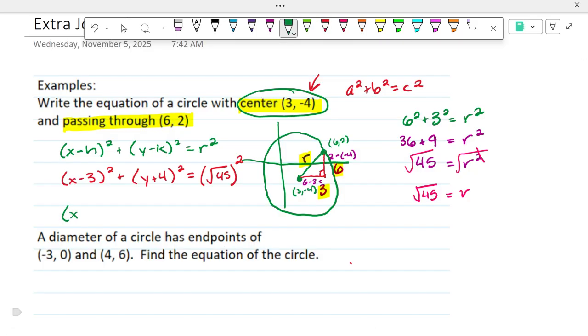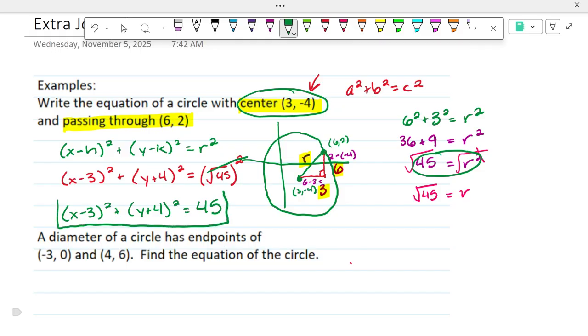So if I clean it up, this will be x minus 3 squared plus y plus 4 squared is equal to, what's the square root of 45 squared? Just 45, because the square root and the square cancel each other out. Another trick is that if you look right here, we technically already have what r squared is. So if it didn't ask you to find the radius, you could have just stopped at r squared equals 45 and plugged that in for r squared without taking the square root. But if you like doing the square root part to get into the habit, that's fine as well. I don't care.